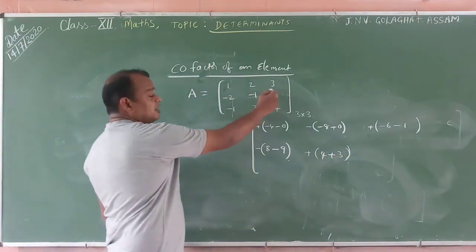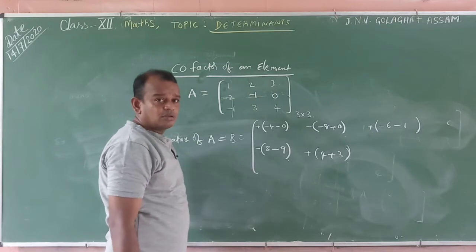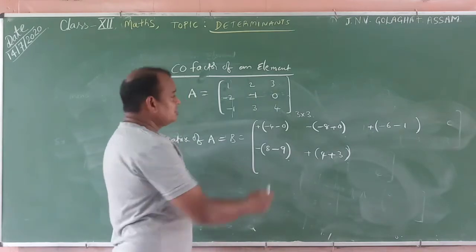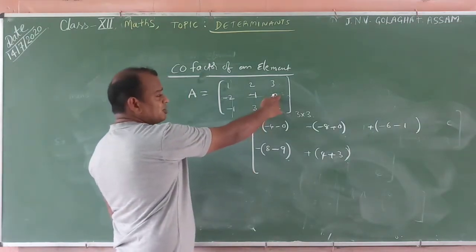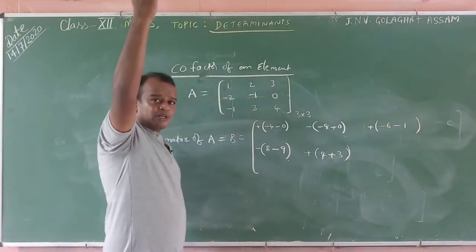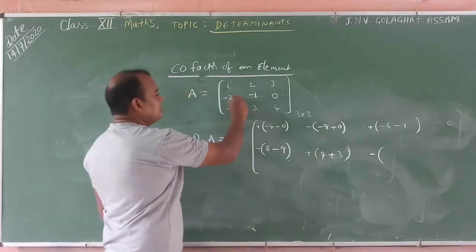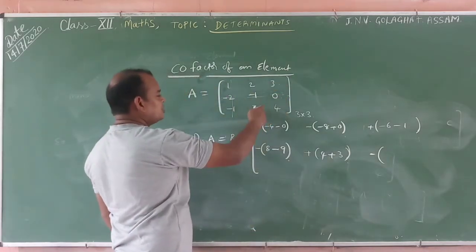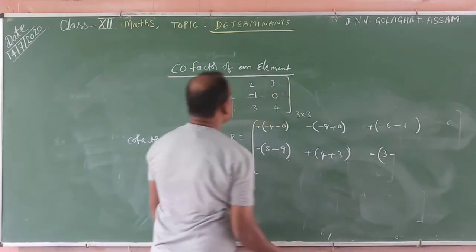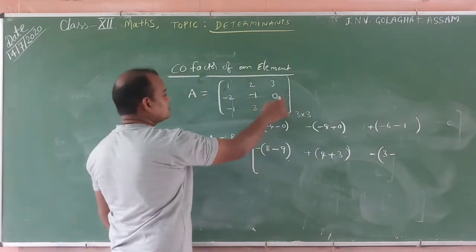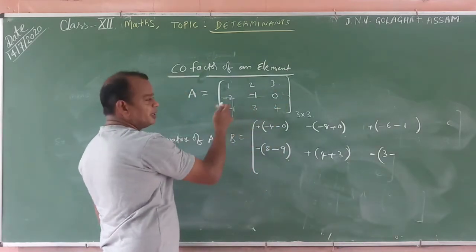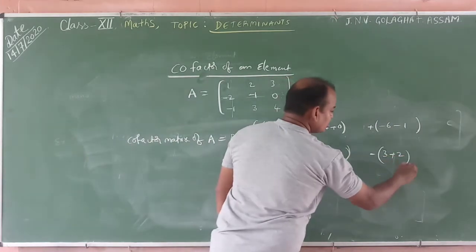Next, the cofactor of 0. This is present at the second row, third column. Minus 1 power 2 plus 3 is 5, so that is minus. For the minor of 0, deleting the row and column: 1 into 3 is 3, minus, this one deleted, 2 into minus 1 is minus 2, which means plus 2.